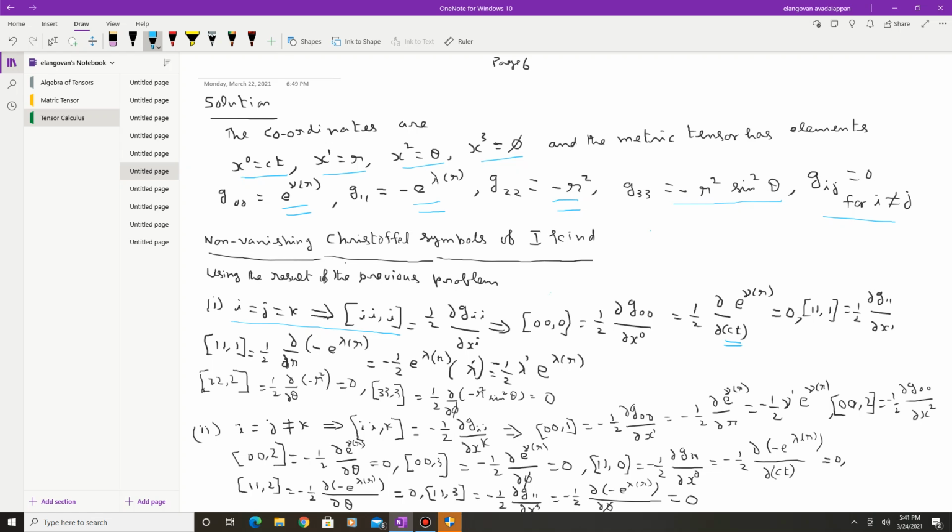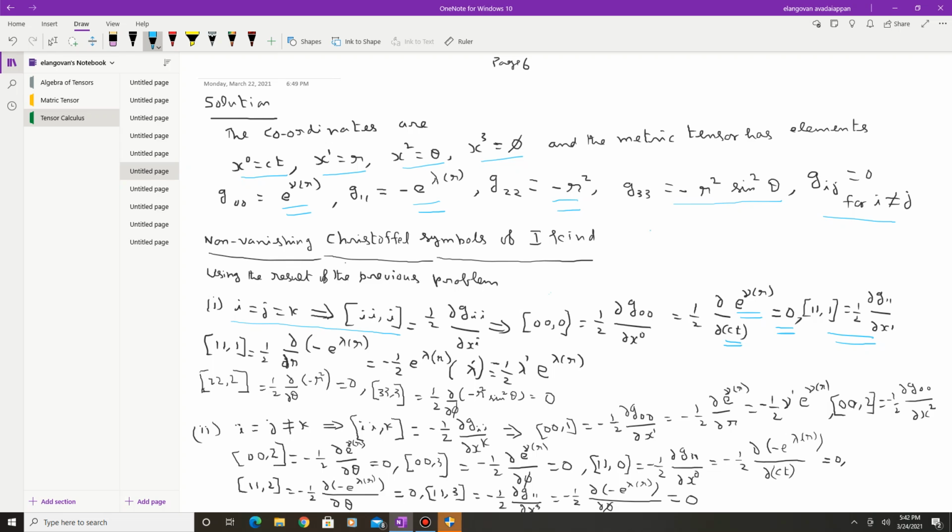And g00 we have already, this is e to the power nu, a function of r. So you substitute for g00, which is e^nu, a function of r. Since it is a function of r and we have to differentiate with respect to time, this value becomes 0. Then [1 1, 1]: for i equal to 1, j equal to 1, k equal to 1, according to the definition, this is the result.